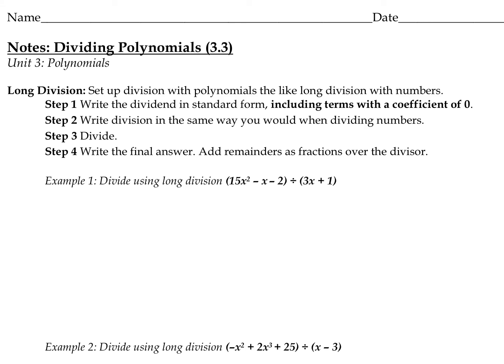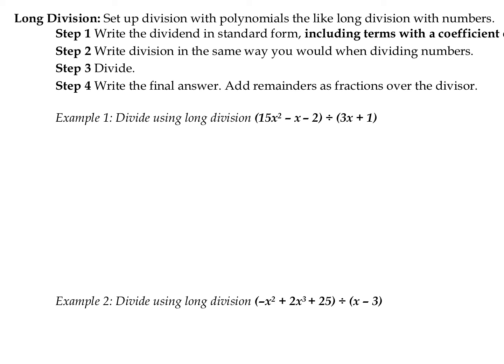When we set up polynomial long division, it's going to look a lot like regular old division. We are going to take our numerator, the thing being divided, and write that down: 15x squared minus x minus 2. And we're going to use that same long division operator. We're going to put 3x plus 1 on the outside.